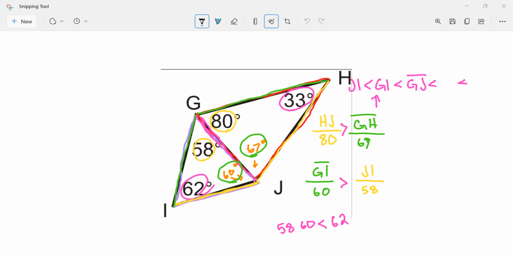Something I also forgot to mention is that you want to double check that these two angles are greater than this one so that we know it's going to come on this side. Okay, I forgot to mention that earlier. But anyways, this is the same. So since we know that 80 is greater than 67, then the line that corresponds to 80 is also going to be greater than the line that corresponds to 67. So we know that HJ is going to be the greatest, and GH is going to be before that. And that is how we solved the question.